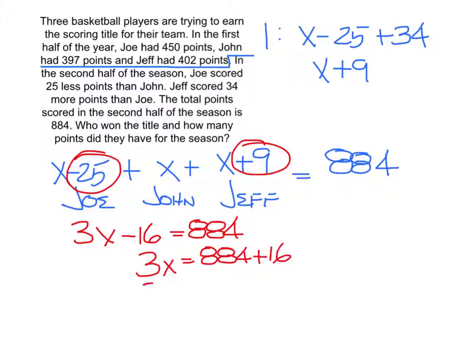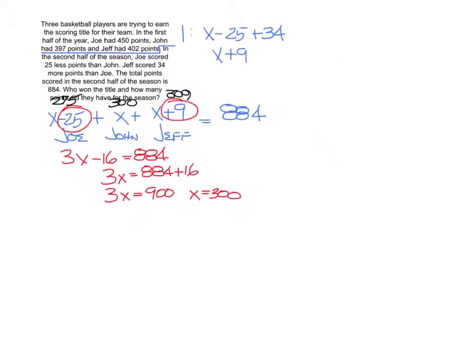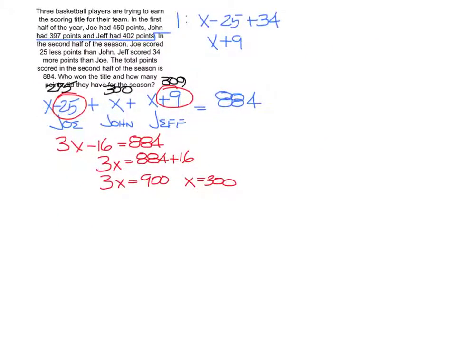What's 884 and 16? 900. Divided by 3? 300. All right, so we can go back in here and put that John had 300 and Jeff had 309. Joe had 275. But now we need to find out who the scoring champion is. So we'll put Jeff here, and then John, and the other guy was Joe.